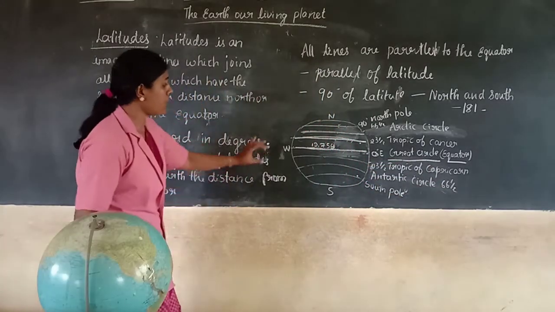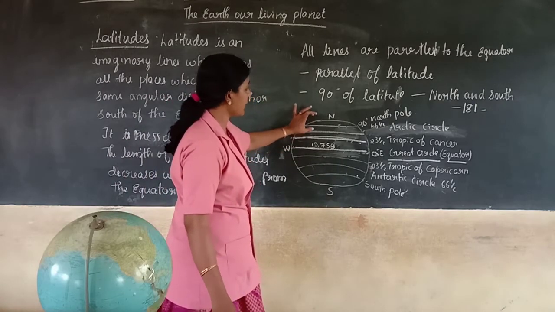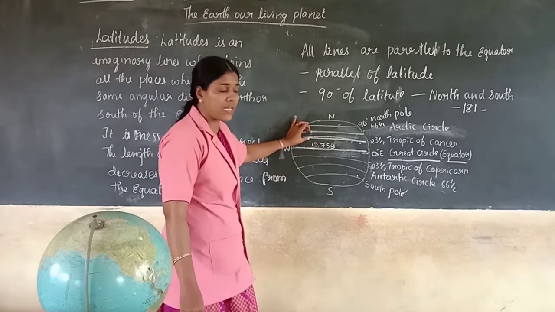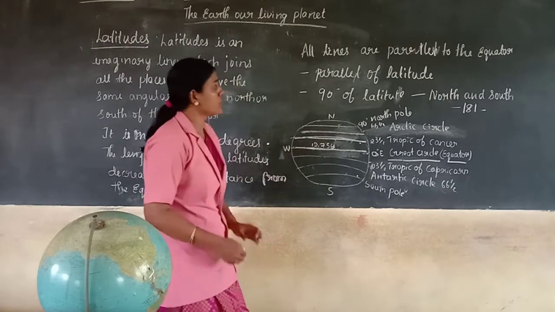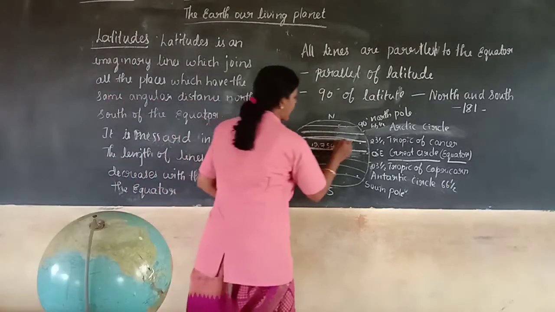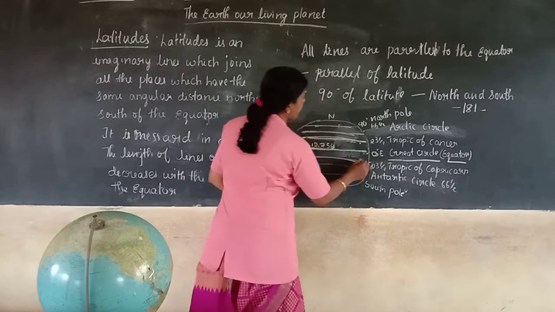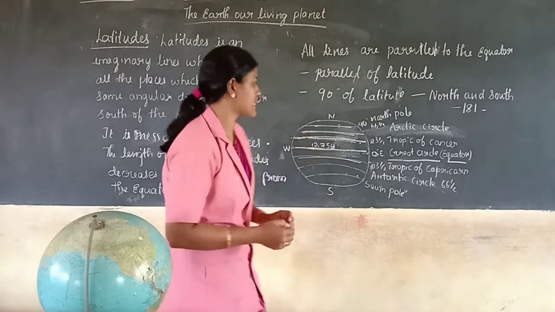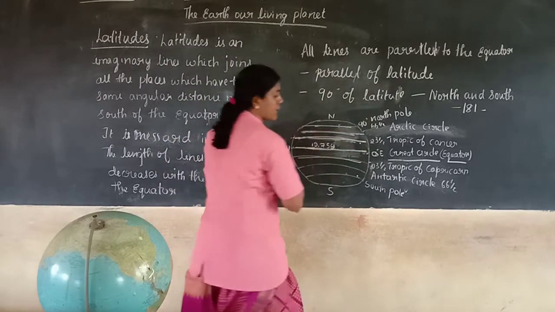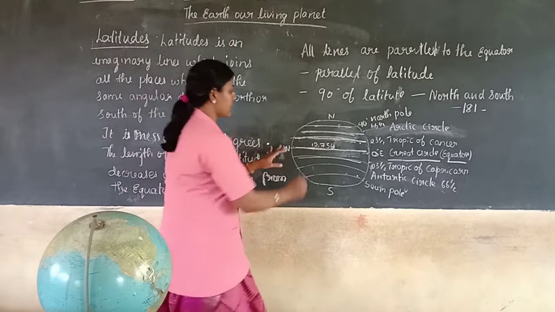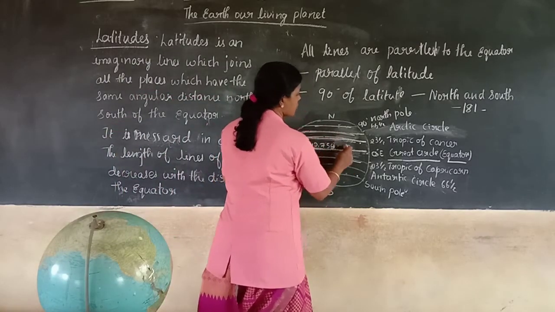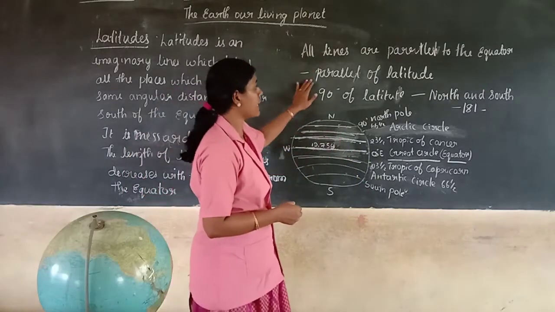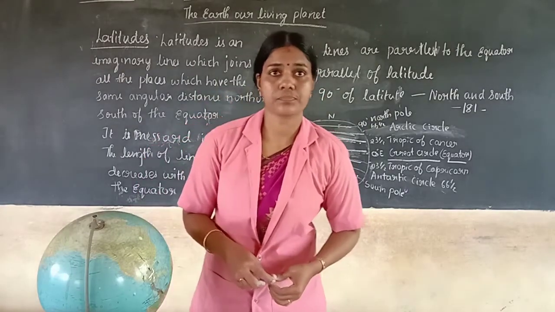Next, all lines are parallel to the equator. Here is the equator, and the other lines are parallel to it. So these lines are known as parallels of latitude. Why are these lines known as parallels of latitude? Because these lines are drawn parallel to the equator.